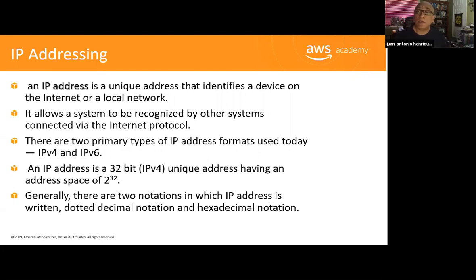An IP address is a unique address that identifies a device on the network or the internet. It allows a system to be recognized by other systems. We mentioned there are two primary types, IPv4 and IPv6. IPv4 is 32 bits, giving you an address space of 2 to the 32.